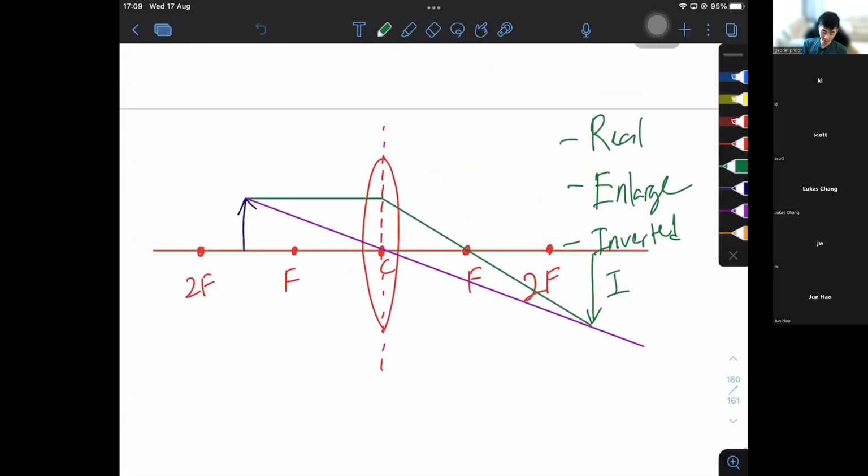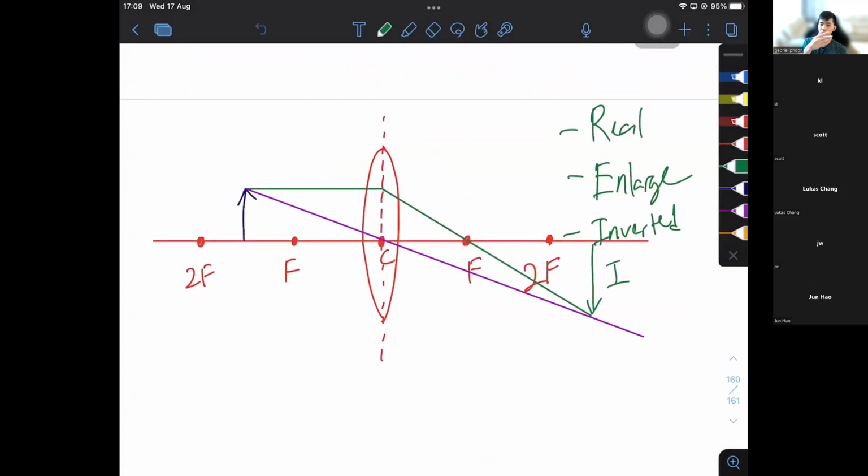So in your exam, if they ask you to draw this one here, very straightforward, just go straight, cut through the focal point, cut through the optical center. That would have been your answer.